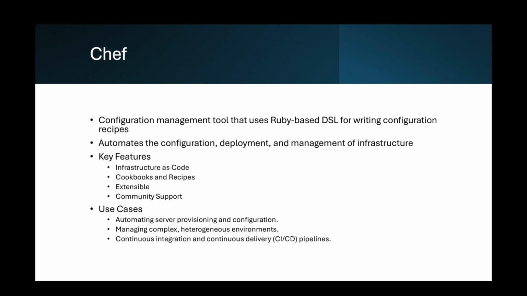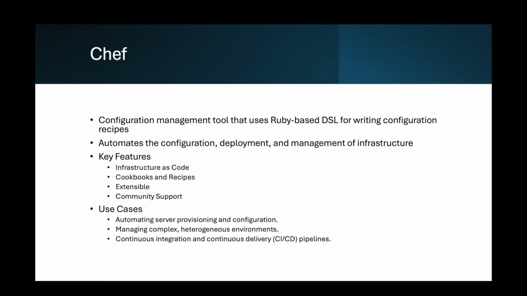Chef. Chef is a powerful configuration management tool that uses a Ruby-based DSL for writing configuration recipes. Chef automates the configuration, deployment, and management of infrastructure, enabling organizations to manage servers in a scalable way. The key features include infrastructure as code, which uses code to define the desired state of systems. Next one is cookbooks and recipes, organized in cookbooks, with recipes that define how a particular piece of infrastructure should be configured, which makes your life much easier.